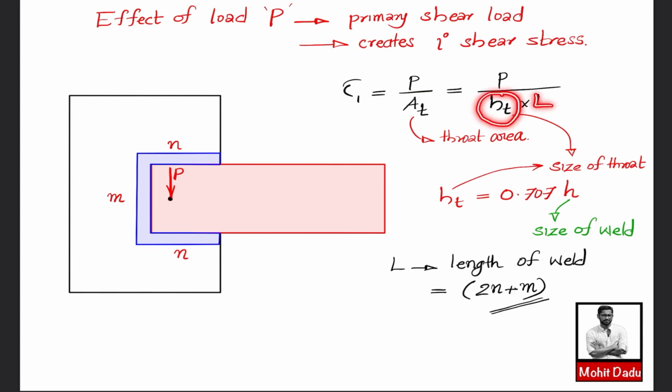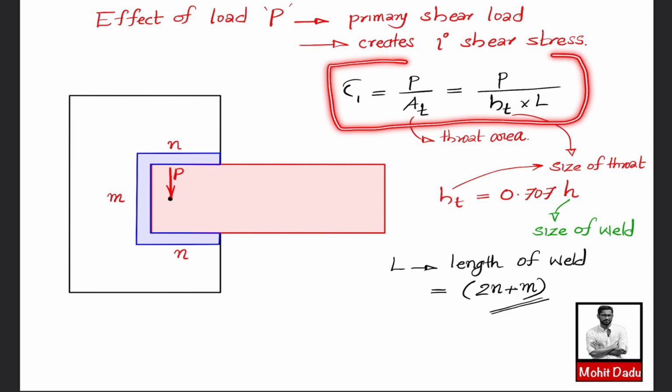You will have to multiply the size of the throat section into L, where L is known as the length of the weld. So here the weld is this much length, that is n plus m plus n, so the length of the weld will be equal to 2n plus m, and ht is the size of the throat, that will be equal to 0.707 h, where h is the size of the weld and ht is the size of the throat. So in this way you can find the primary shear stress, and this primary shear stress will be uniform at all sections within the weld sections.